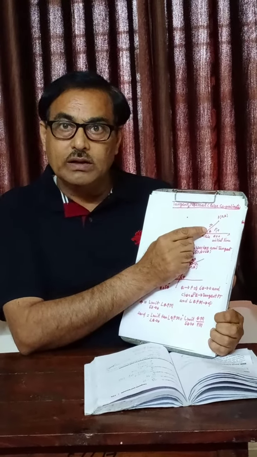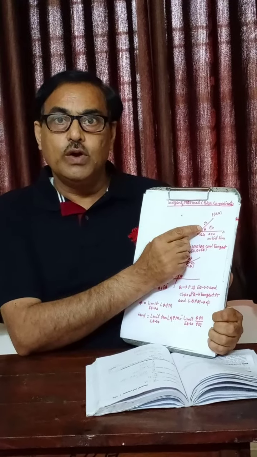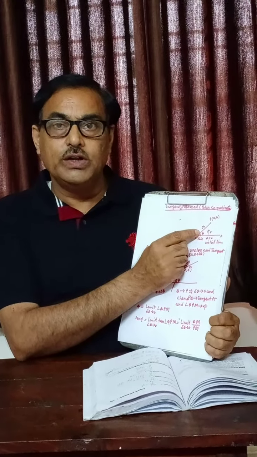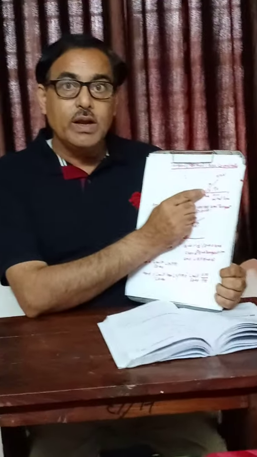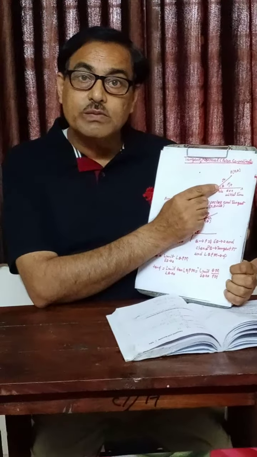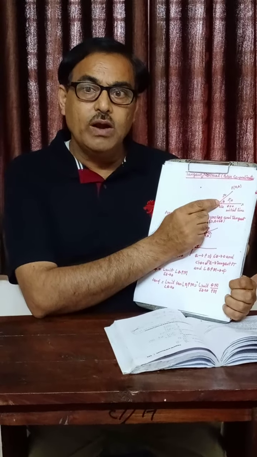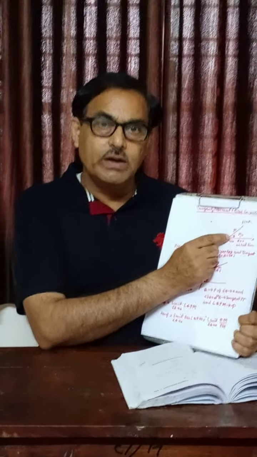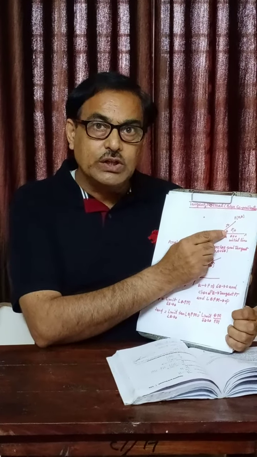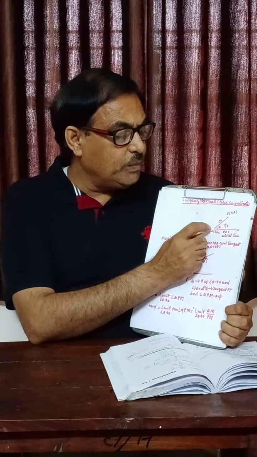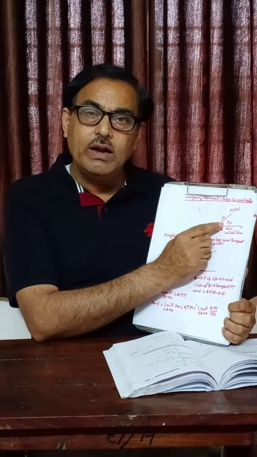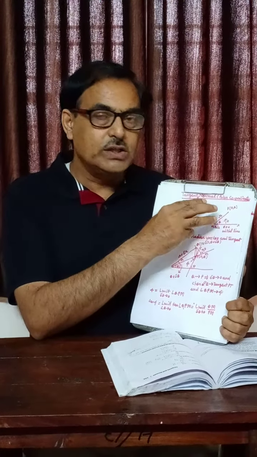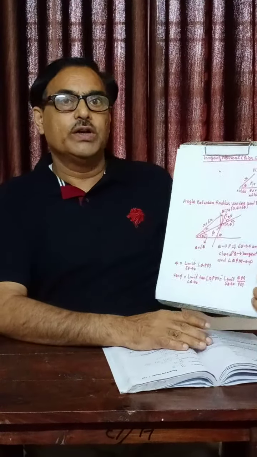This is theta. So in polar coordinate system, a point is represented by (r, theta), where r is the length of OP. OP is called the radius vector, and this angle theta between OP and the initial line is called the vectorial angle. This is the introduction of polar coordinates.